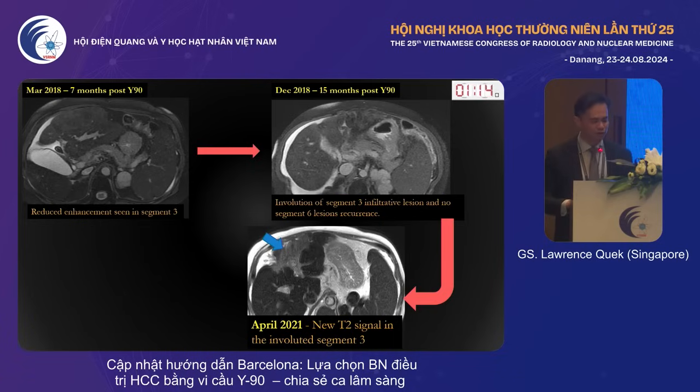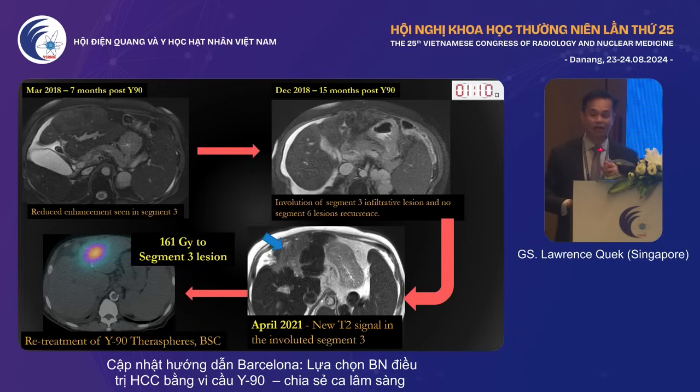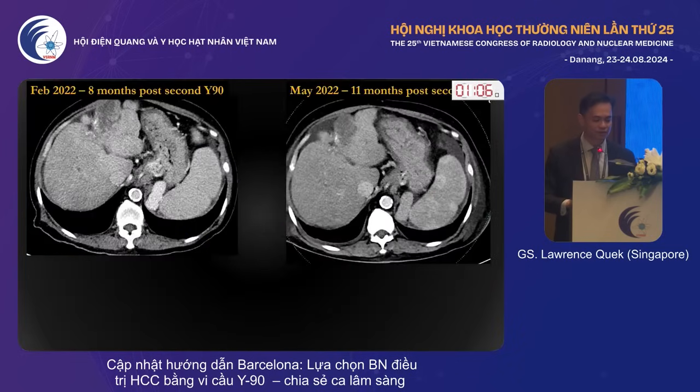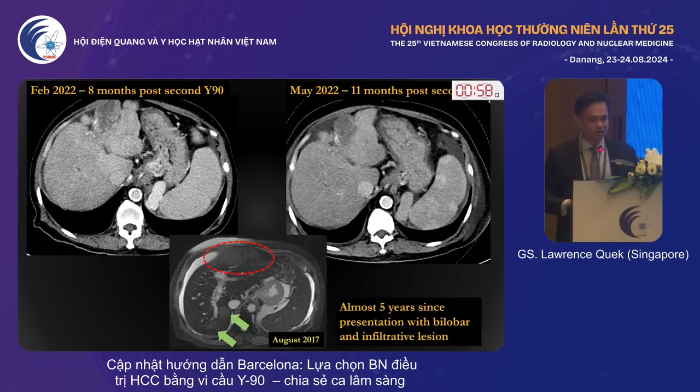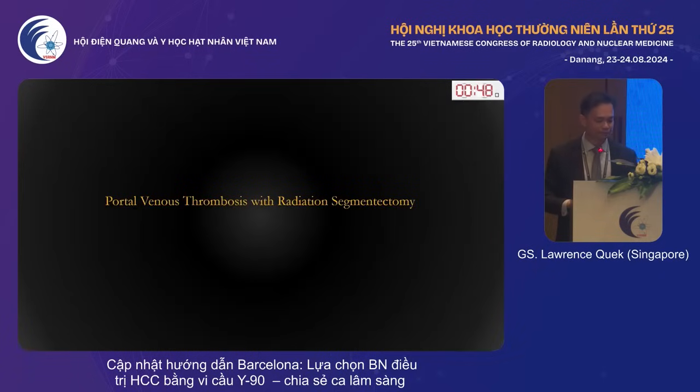And then 3 years later, or 2.5 years later, we're looking at a new T2 signal in the involuted segment 3. So we proceeded gamely to retreat again and gave a reasonable dose to the segment 3 lesion. We treated with Y-90 TheraSpheres. And 8 months out, and 11 months out, we could see there's involution of the lesion. And you know, the patient presented in 2017 with this appearance. Five years out, and we are able to provide that increase in prognosis for this patient.